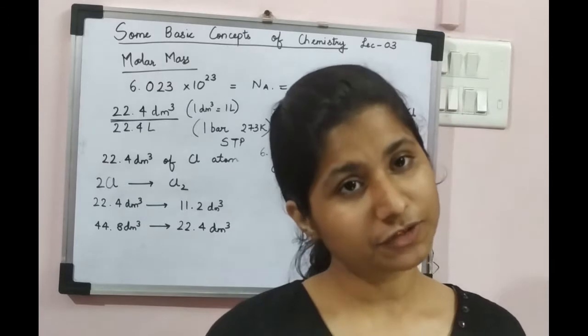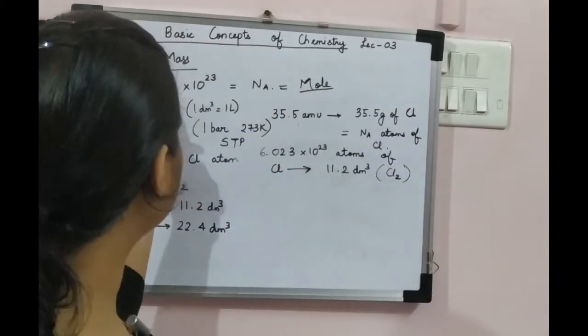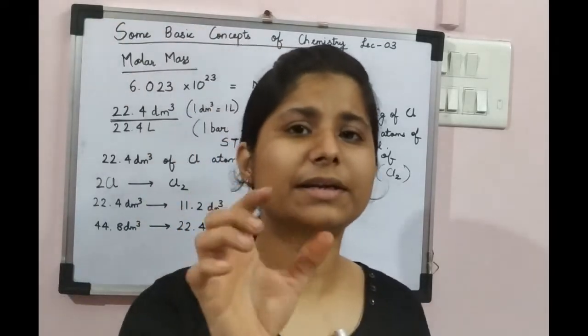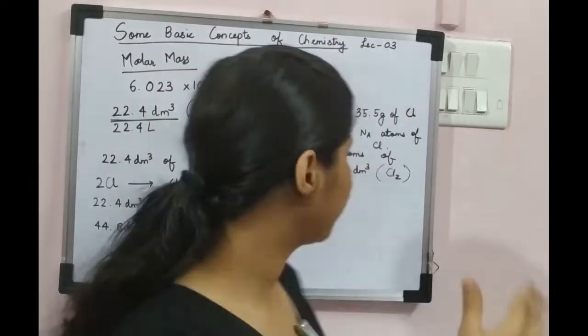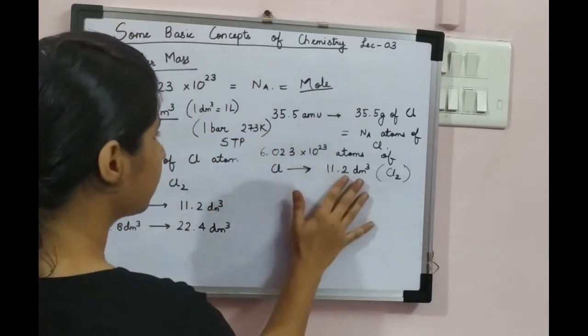So if half of this is remaining, how much is it? Half of the Avogadro number of atoms, or entities, are remaining. So if half is remaining, the volume will also reduce to half, right? So with volume, this is the case.